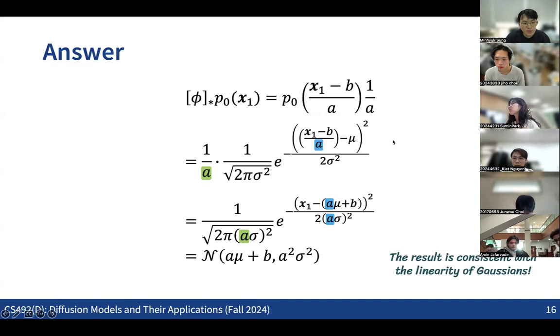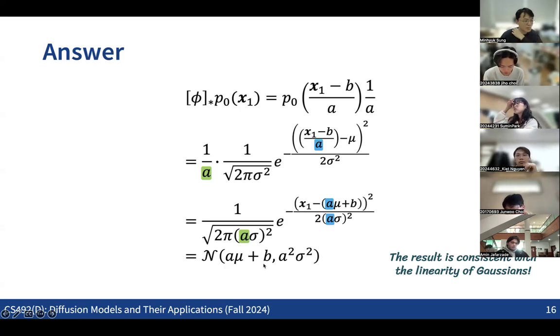We can quickly see that the absolute value of the Jacobian determinant is simply 1 over A for the 1D affine function, right? If we multiply this, we can rewrite the distribution like this. And when you multiply A for both the numerator and denominator here, we get another Gaussian distribution like this.